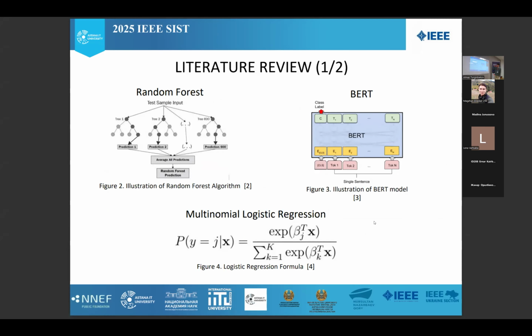In this review, we review three types of models. First of all, random forest is an ensemble algorithm that uses decision trees to evaluate and classify data. We also use logistic regression as a base model, and a bidirectional encoder model named BERT. This is a transformer-based model, which is state of the art for today's NLP tasks.